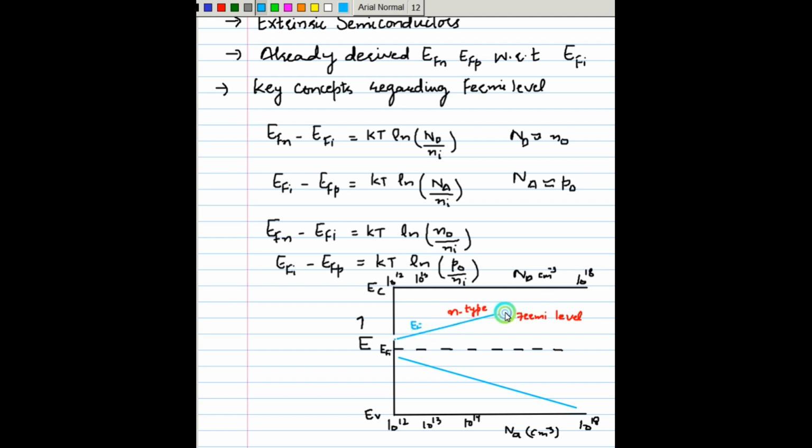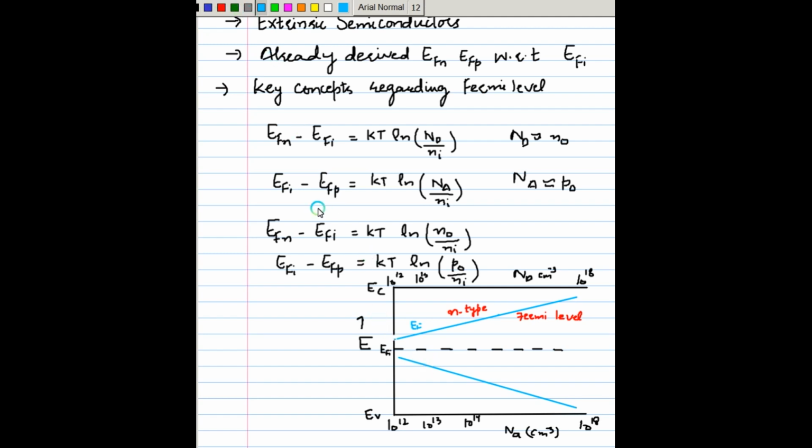Why? Because now we know the reason: as we increase the donor or the acceptor concentration, wherever the number of electrons is increasing or decreasing, the Fermi level will move more towards that side. So this is again the position of the Fermi level. When the doping is the lowest, the Fermi level in an extrinsic semiconductor is closer to the intrinsic Fermi level.